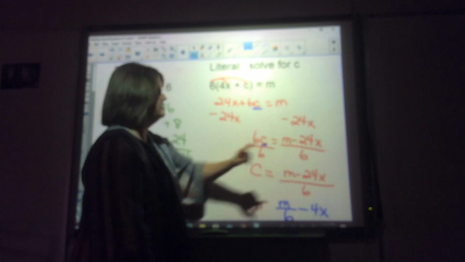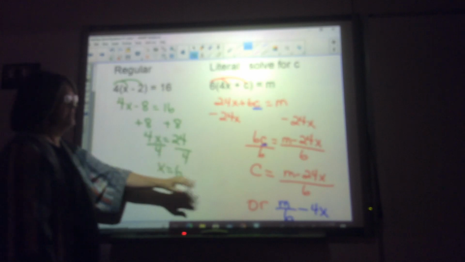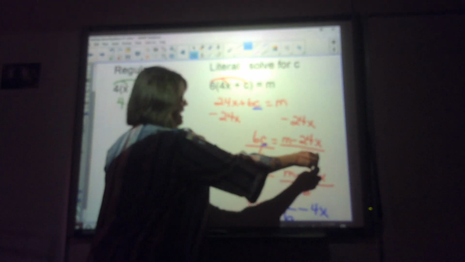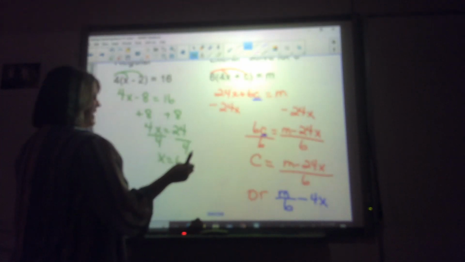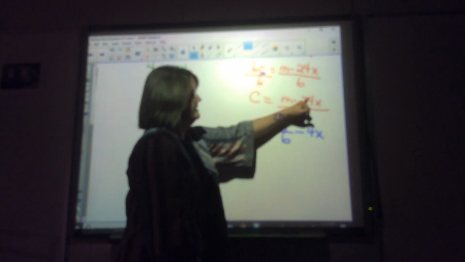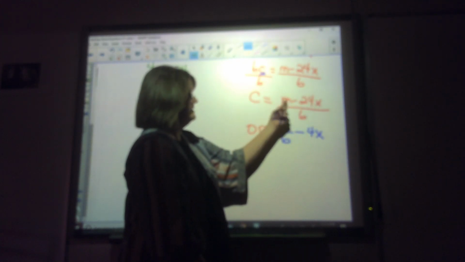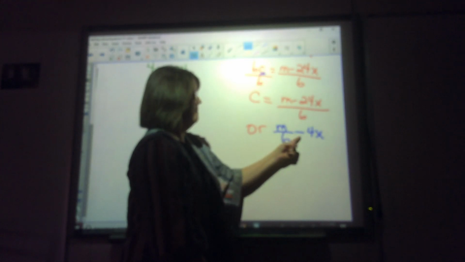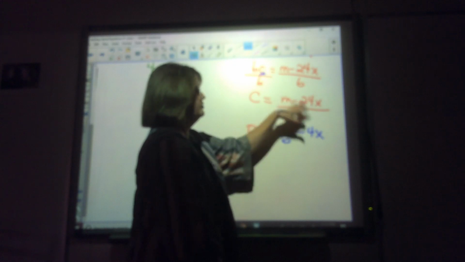Now I have m minus 24x. Much the same as I come over here and divide, then I'm going to come over here and divide. And that's my answer. Now, you have seen textbooks leave it just like this. Sometimes, because this is something that can be simplified, sometimes it is. So it's m over 6, you leave that one alone, minus, and 24 over 6 is 4. So either of these answers are correct.